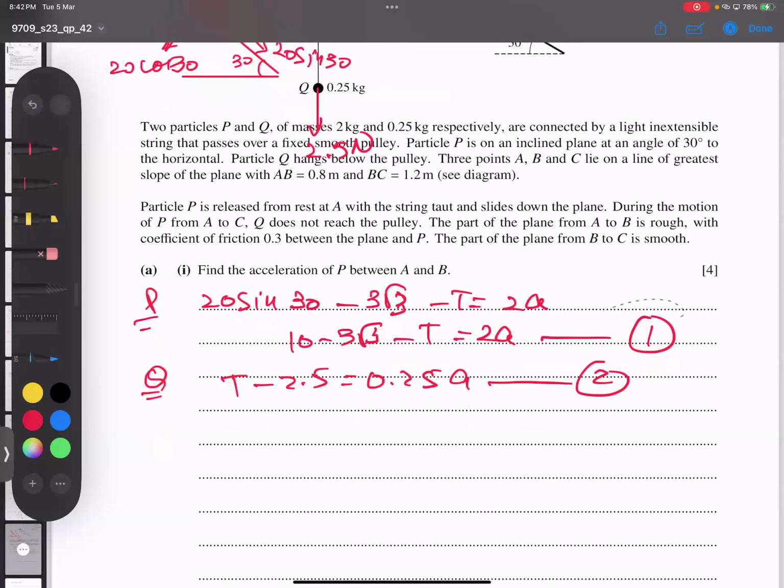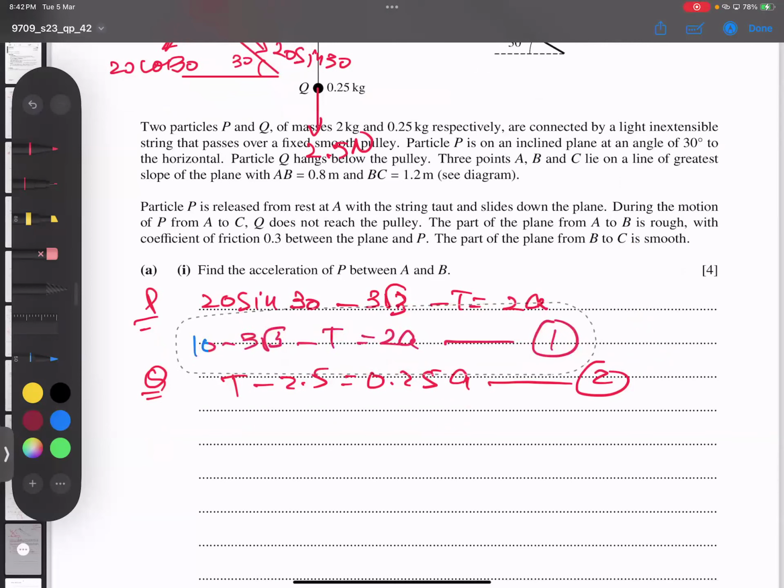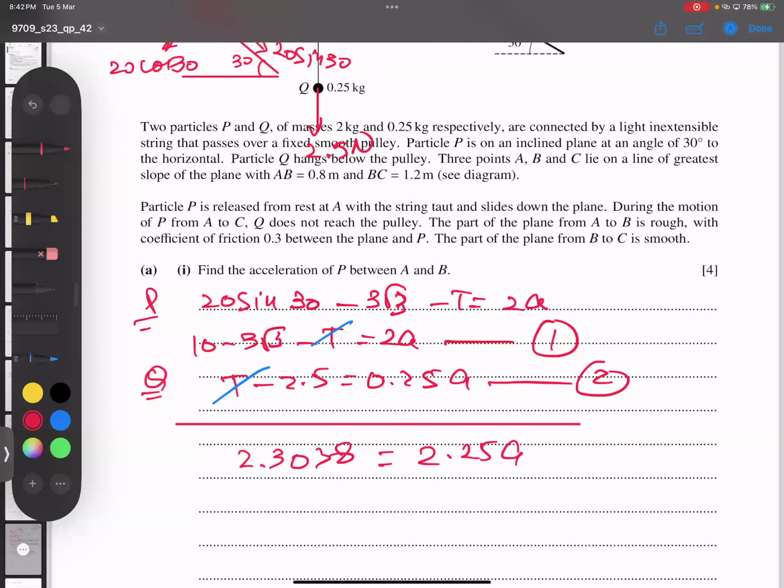If I drag equation number 1 slightly back, it comes like this, look here. This tension and that tension will cancel automatically. So if I solve it, students, here I got 0. So it becomes 2.25 acceleration. Here I'm just typing in the calculator. 10 minus 3√3 and minus 2.5. The answer is 2.3038, divided by 2.25. My answer is easily 1.02 meters per second squared.